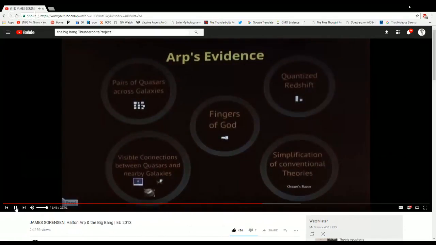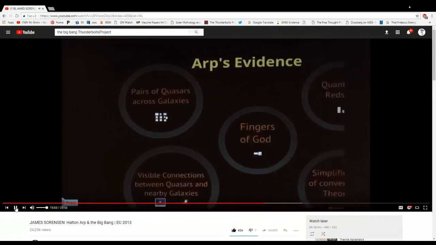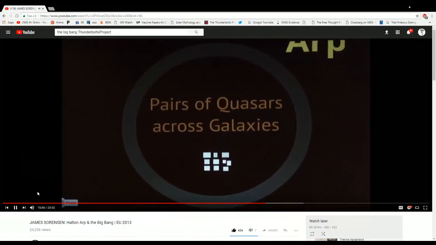So what's his evidence? There's a lot of different evidence. I just have a couple of them up here, the main ones. One of the main pieces of evidence is that he has found pairs of quasars on opposite sides of nearby galaxies. And once again, the quasars are far away. The galaxies are very close. How is it that these quasars could be related to this close by galaxy?